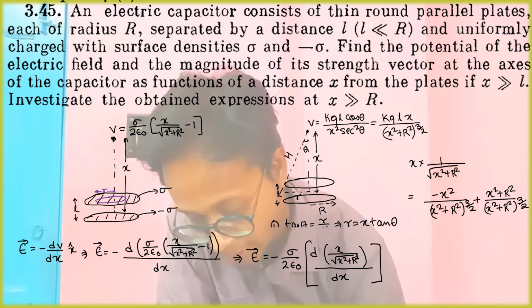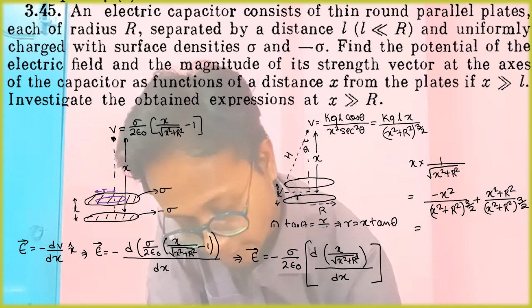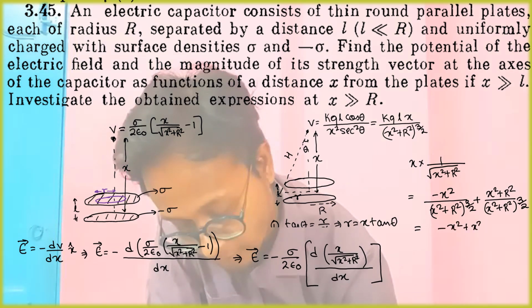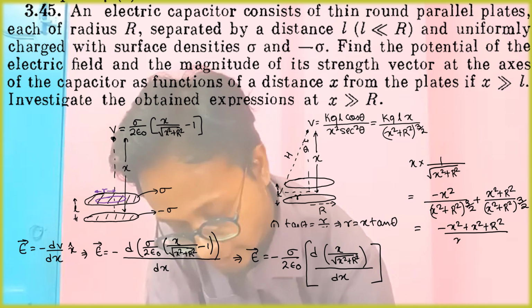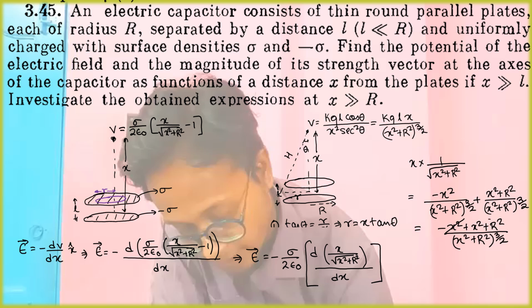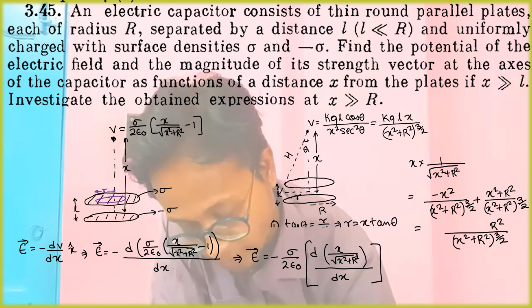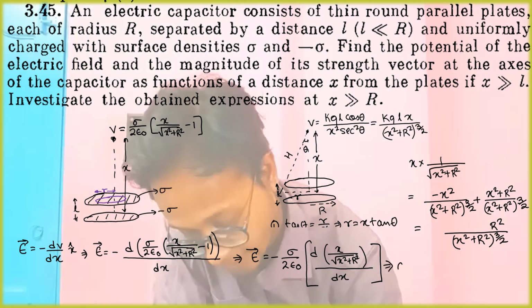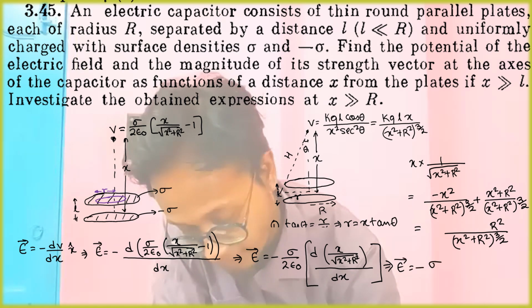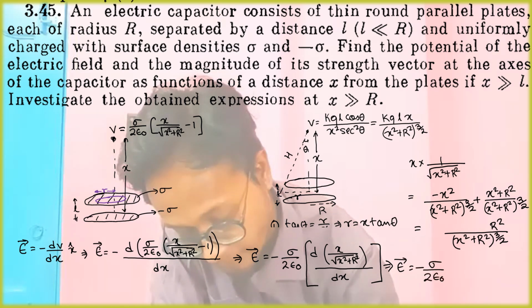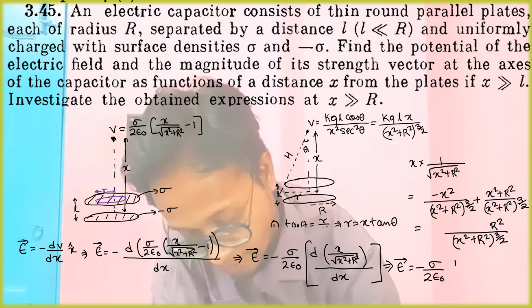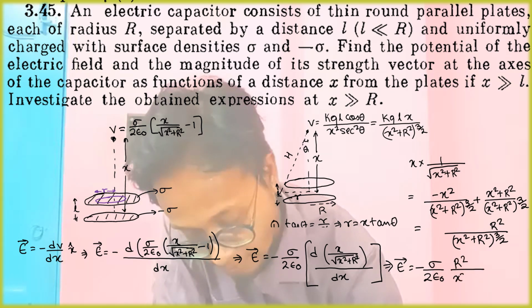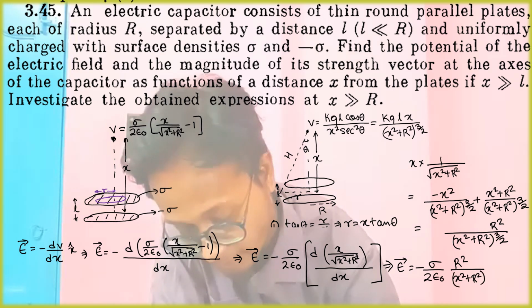Now when I take the denominator common out here, it is equal to minus x square plus r square divided by x square plus r square to the power 3 by 2. Minus x square plus x square gets cancelled, so I would be left with plus r square divided by x square plus r square to the power 3 by 2. So my electric field vector is given as minus sigma by 2 epsilon naught, into r square by x square plus r square to the power 3 by 2.